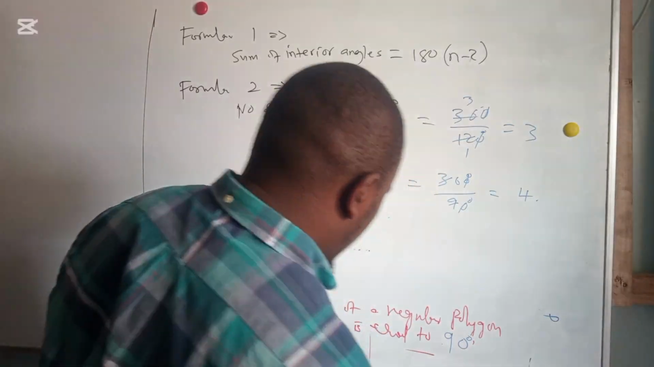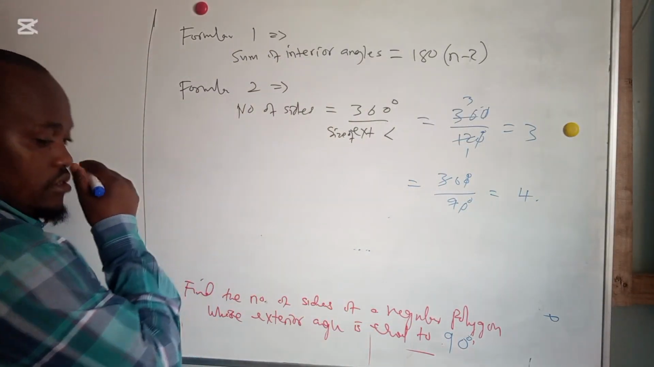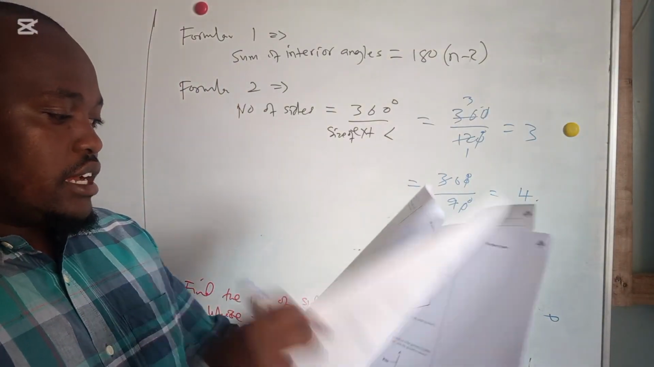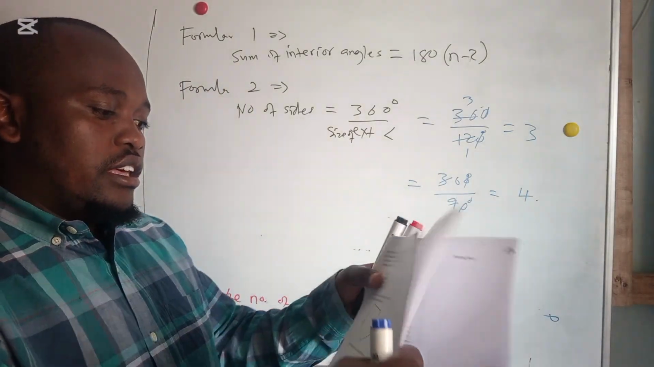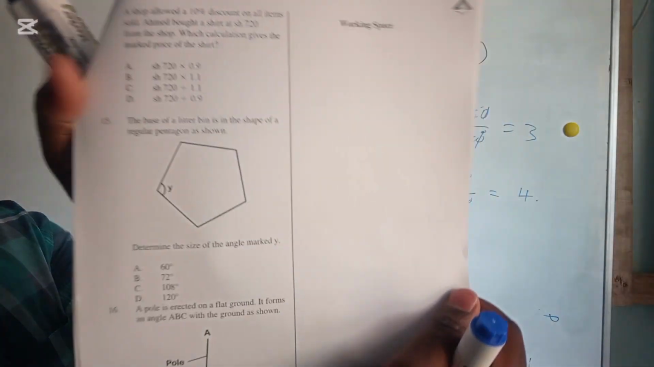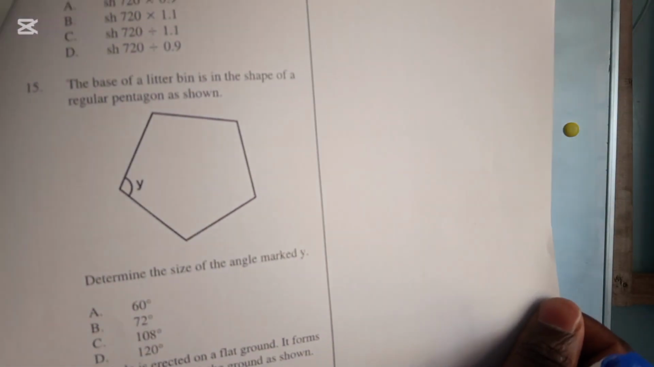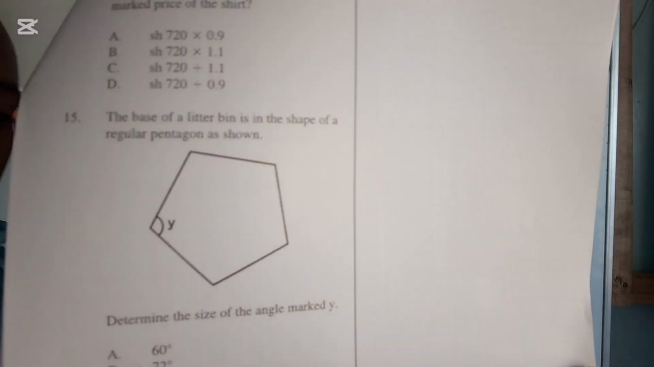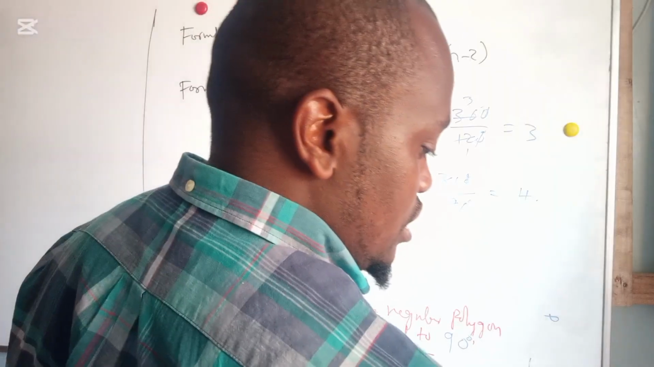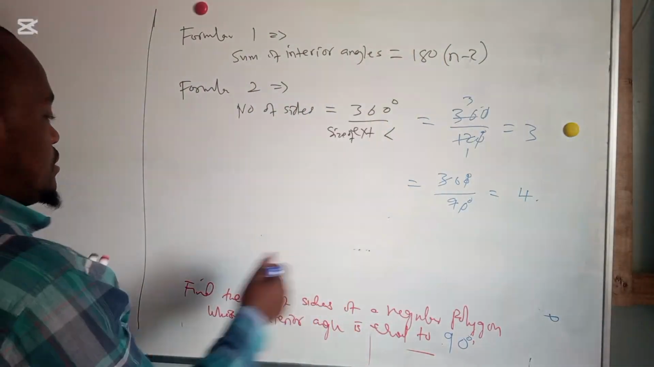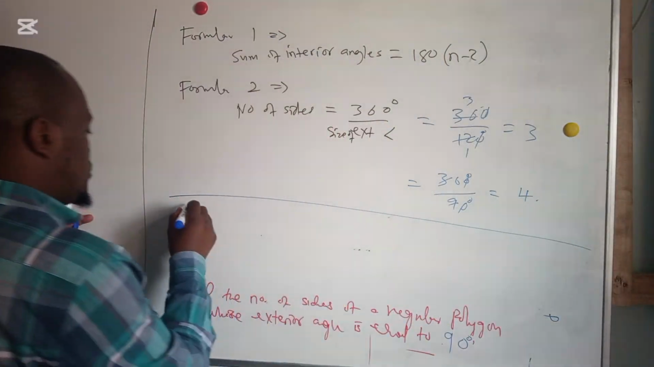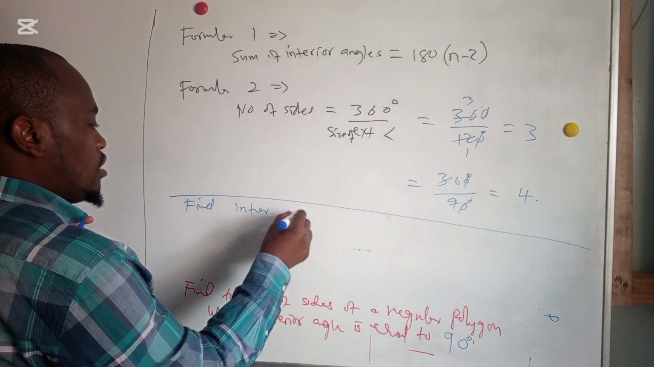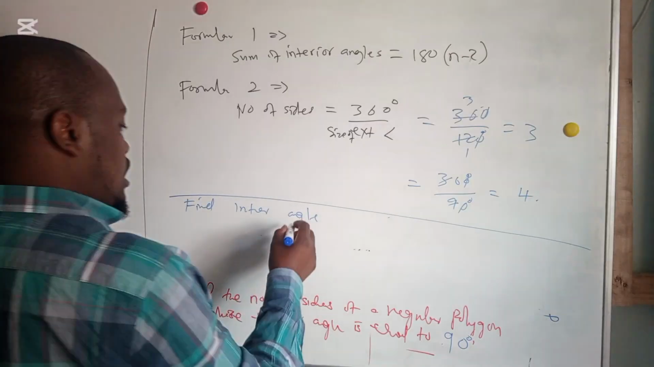Find the size of the exterior angle of a pentagon, a 5-sided figure. Or it will actually be drawn for you. They will draw it, like here, the sample provided by NEC for KJSEA. We can start with that. They had given you a figure and asked you to find the size of the interior angle. So we are going to do the interior angle, then the exterior angle. For this case, you can use the two formulas.